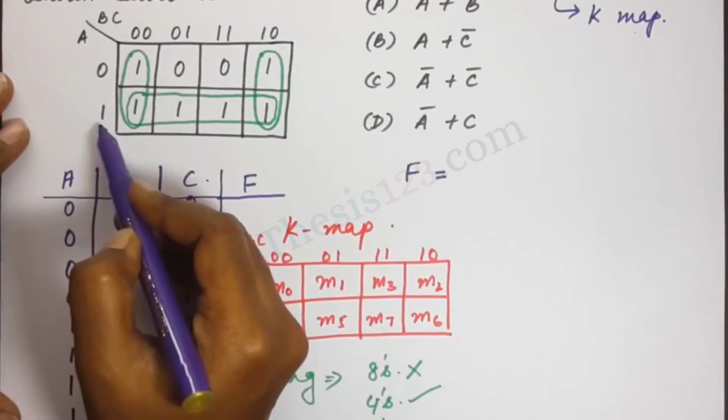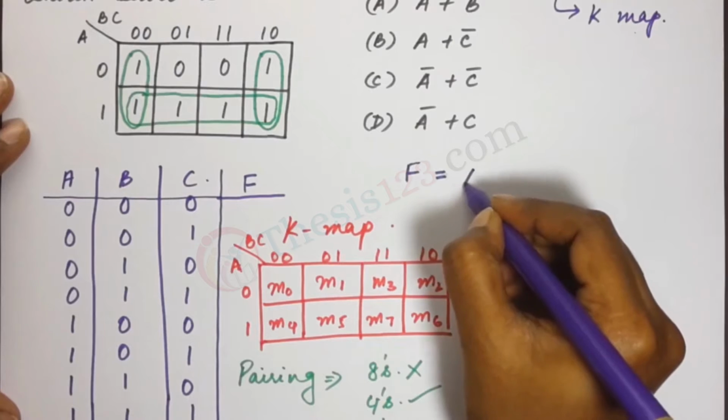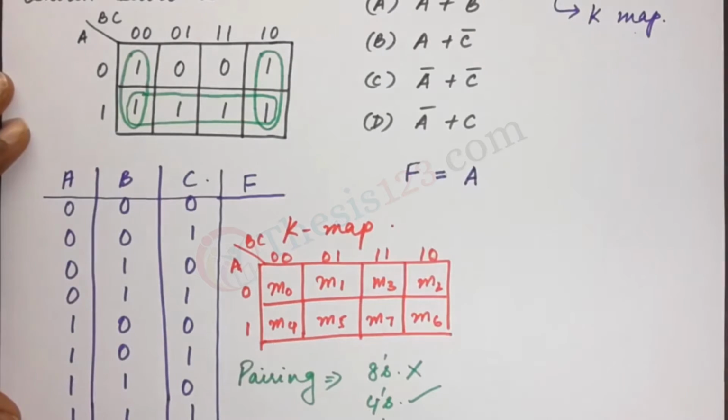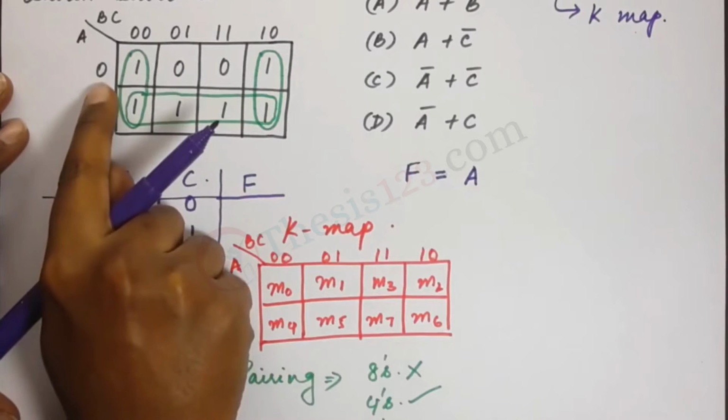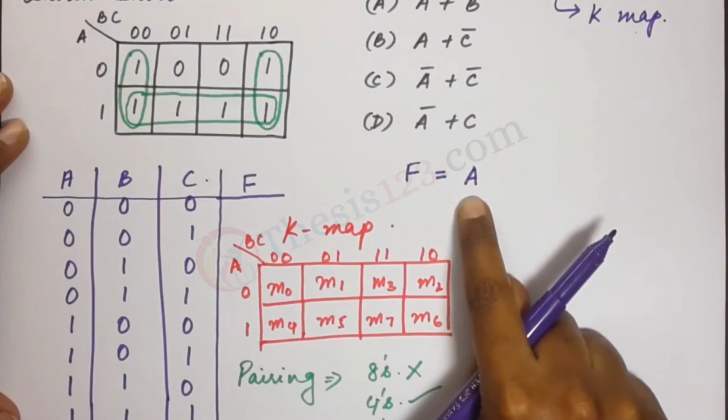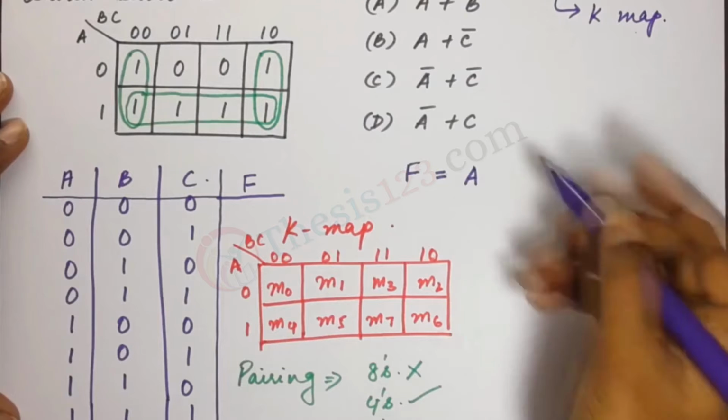So because the A value is 1 here, we note that down as A. That's our first term, A. If it was 0, then that would be written as A bar. You should know that. Okay?